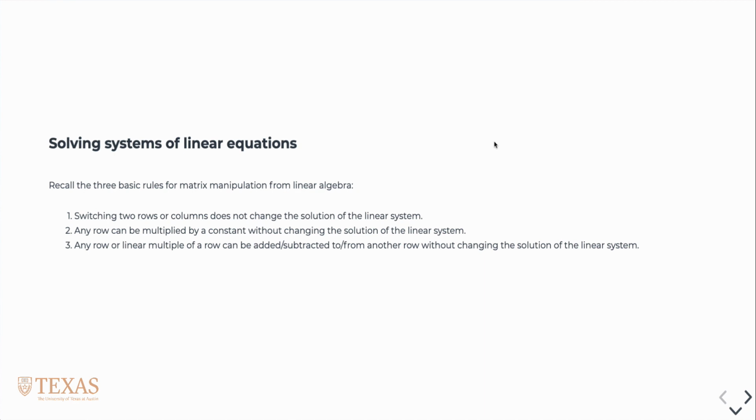Any row can be multiplied by a constant without changing the solution. And any row or linear multiple of a row, so that's sort of a linear multiple means applying the operation to, can be added or subtracted to or from a row without changing the solution. So we'll see an example of this in the next couple of slides if you're not familiar or you don't recall these rules.